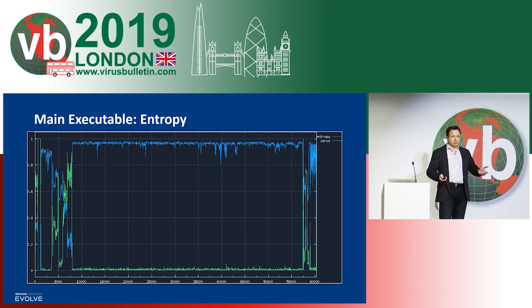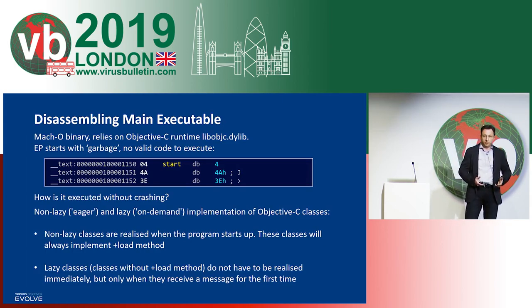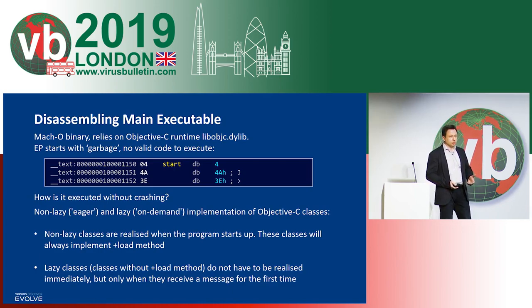Okay, what do we do next? We load it into IDA, right? The golden standard disassembler, and you load it up. It shows up as a Mach-O binary, and that binary relies on the Objective-C runtime, libobjc.dylib. And if you look at this disassembled code, you immediately see that at the entry point of that executable, there are some bytes which do not translate to valid code. So there is no code to execute at the entry point.